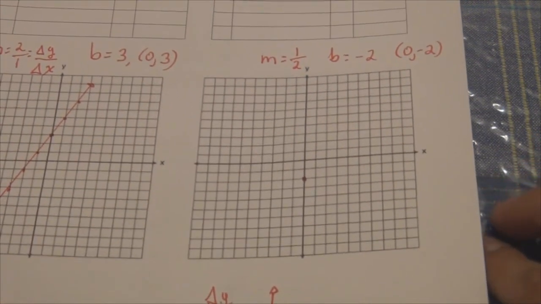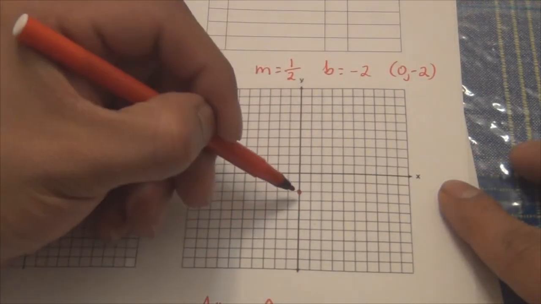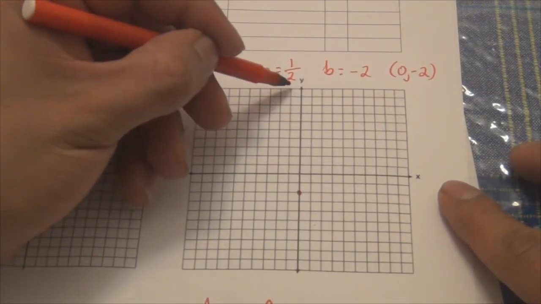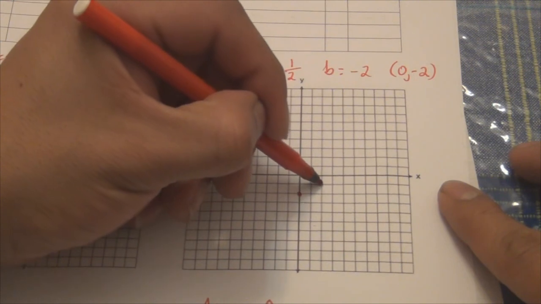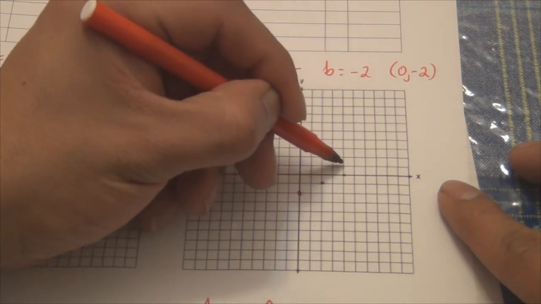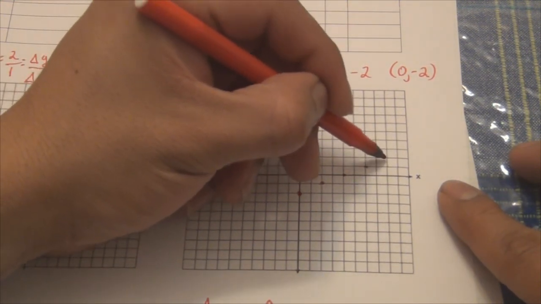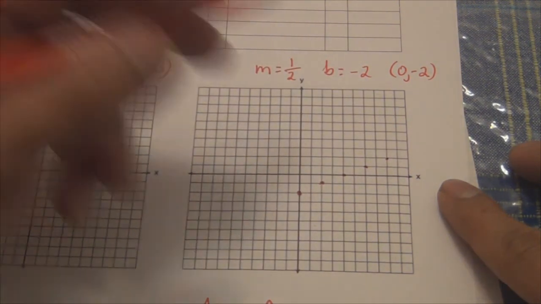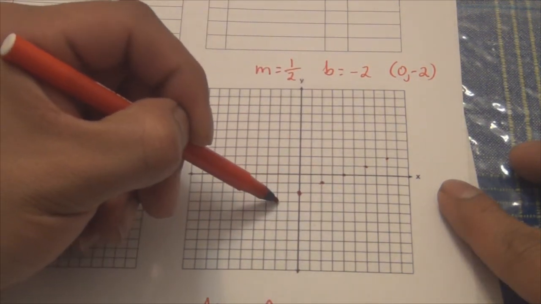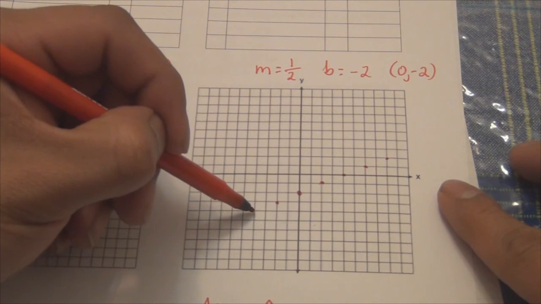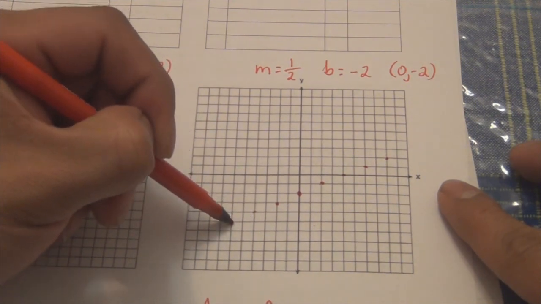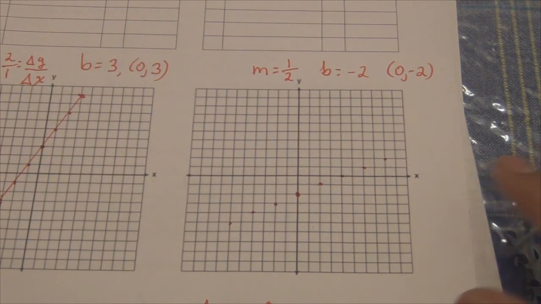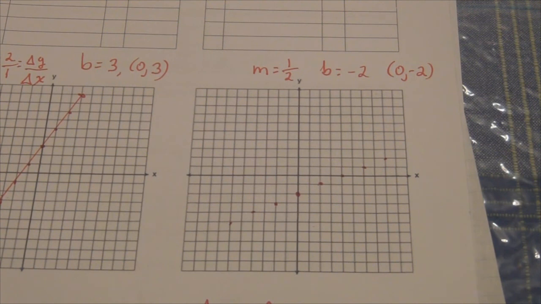Alright, so what is the change in y? 1. And what is the change in x? 2. So it's 1 up, 2 to the right. 1 up, 2 to the right. Or 1 down, 2 to the left. 1 down, 2 to the left. And now, graph.